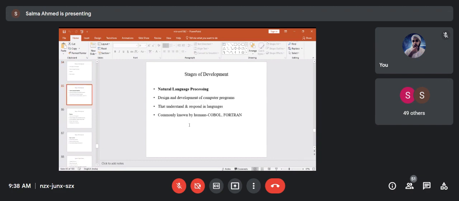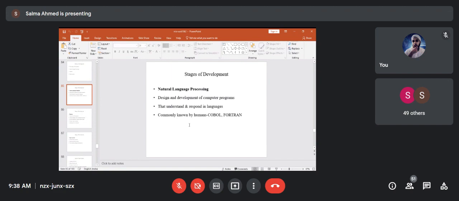Natural language processing basically is the design and development of computer programs which understand and respond in languages known to human beings, like COBOL and Fortran. COBOL is common: CO for common, B for business, O for oriented, L for language. Common business oriented language. Fortran: FOR is for formula, Tran is for translation, formula translation, where it uses syntax like find warehouse where floor is equal to 3.